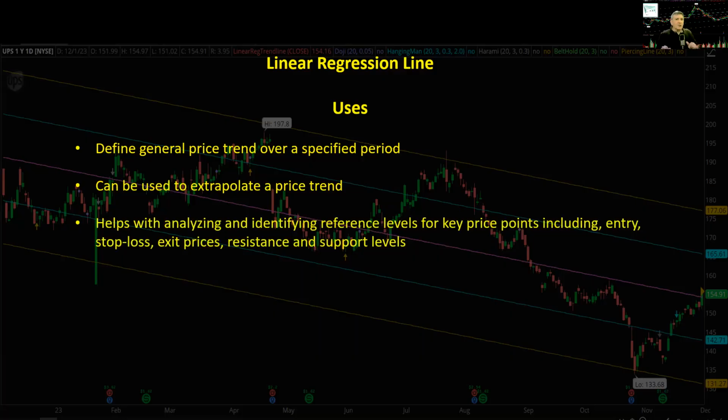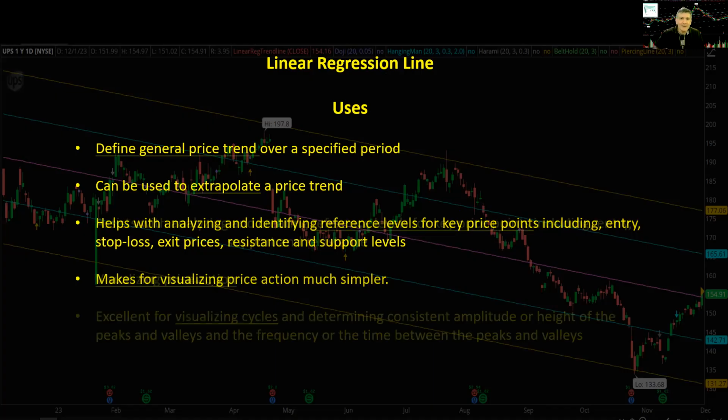Third, it's going to help you identify reference points, key points, including the entry, the exit, support, resistance, stop loss points. And we'll show you that before we're finished today. It will enable you to visualize the price action. It's extremely simple, and we're going to show you that as well.